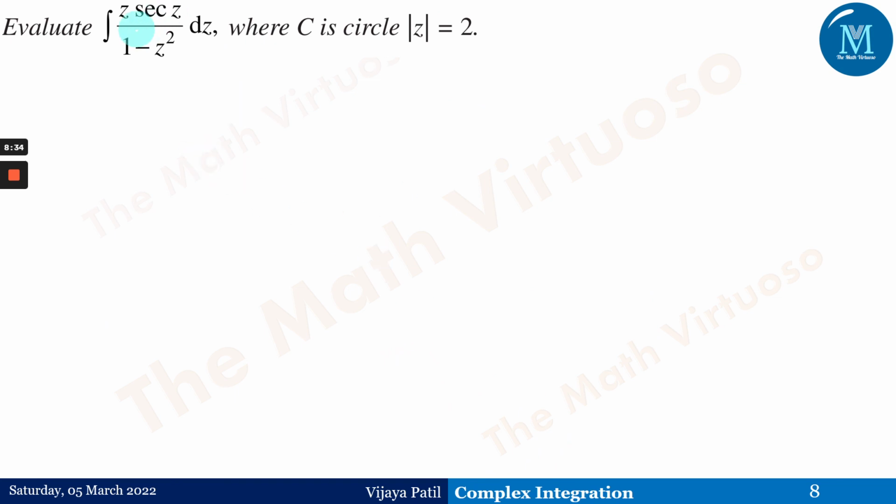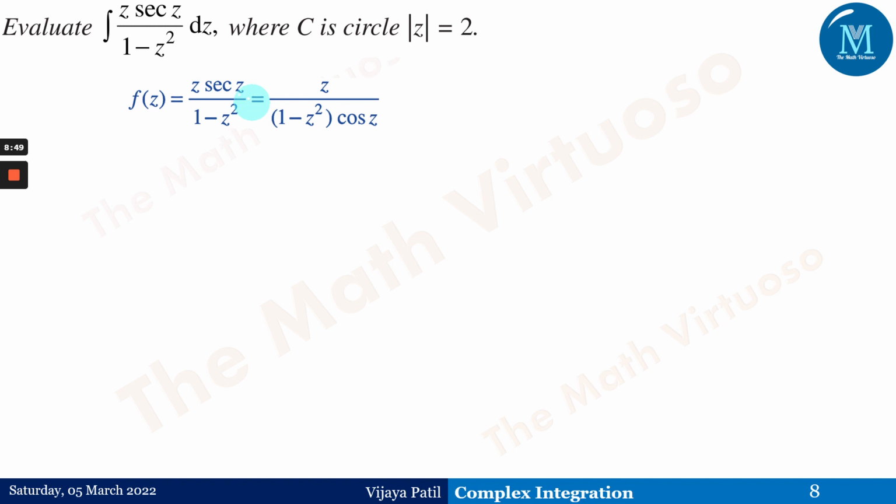Next, the integration of z sec z upon 1 minus z square dz, where C is the circle |z| = 2. I have considered the problems in this particular session wherein every problem will have a different approach to deal with.